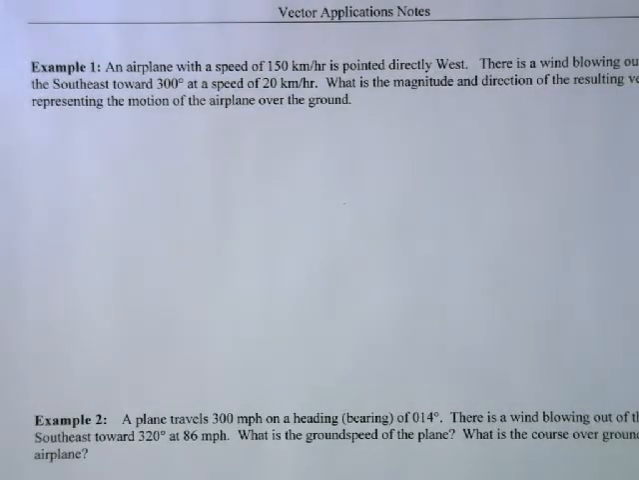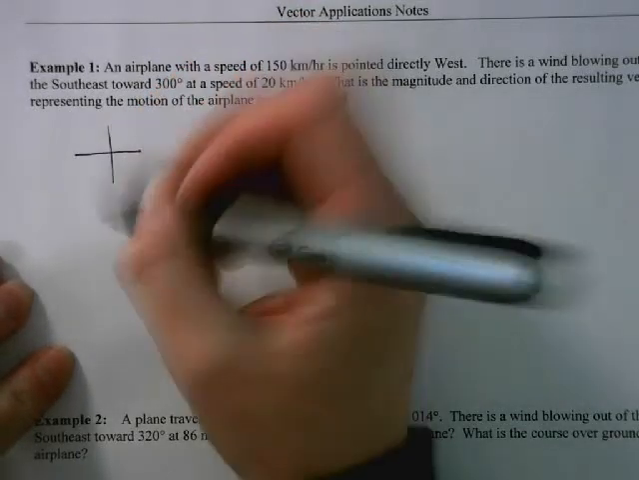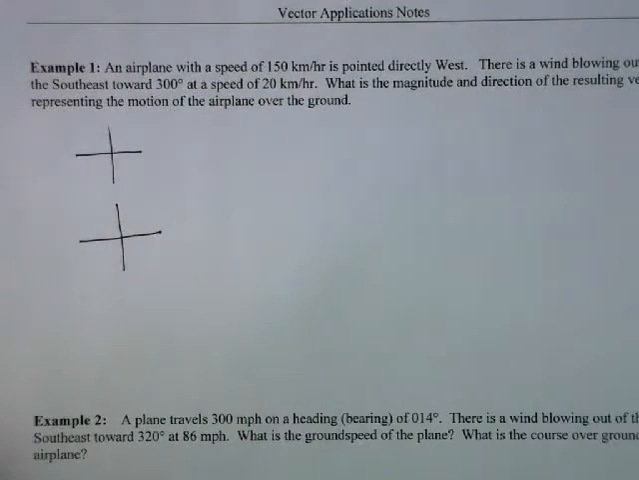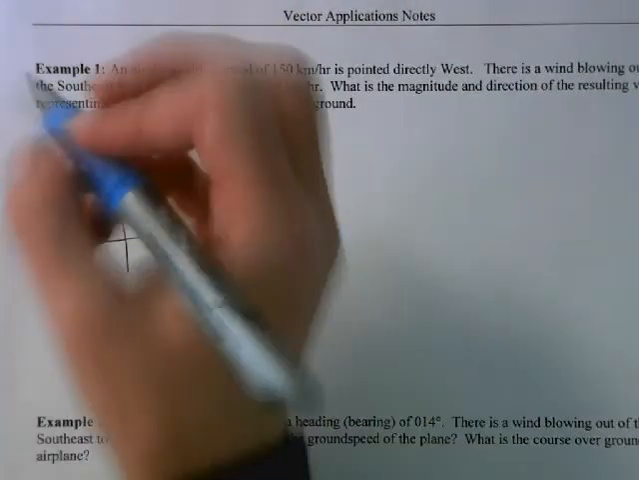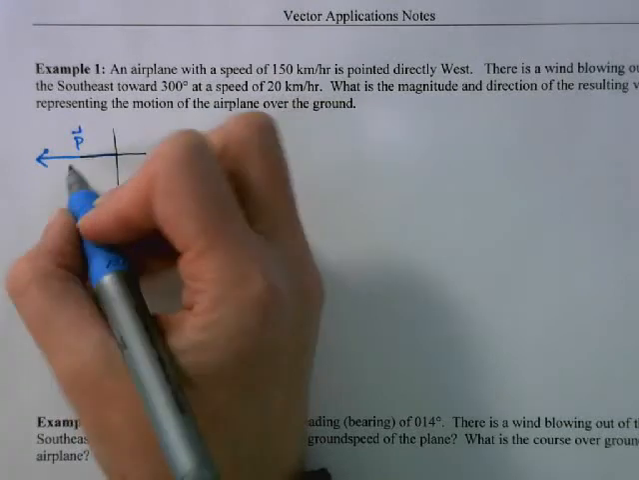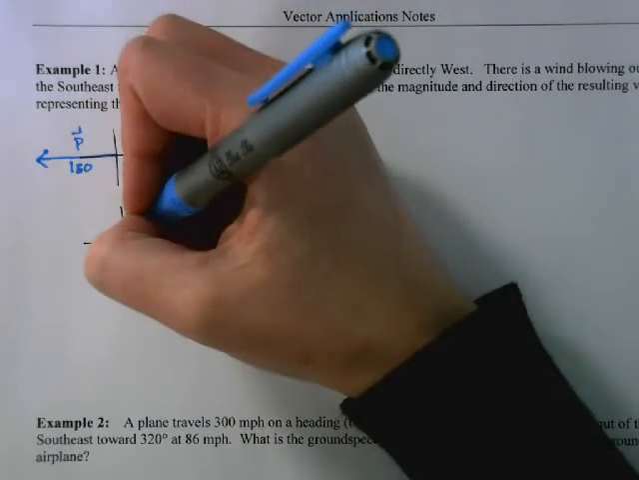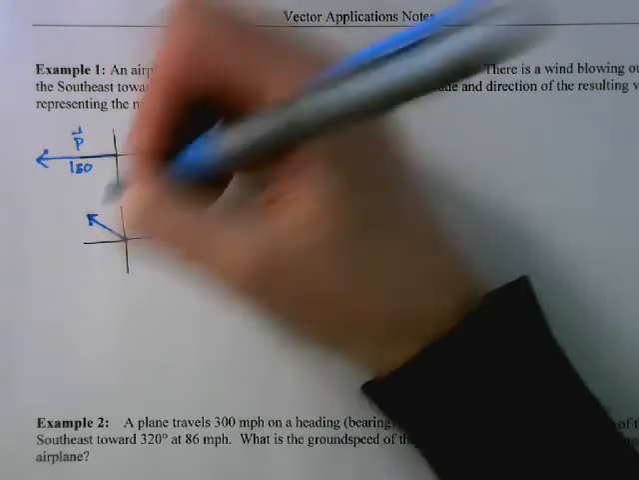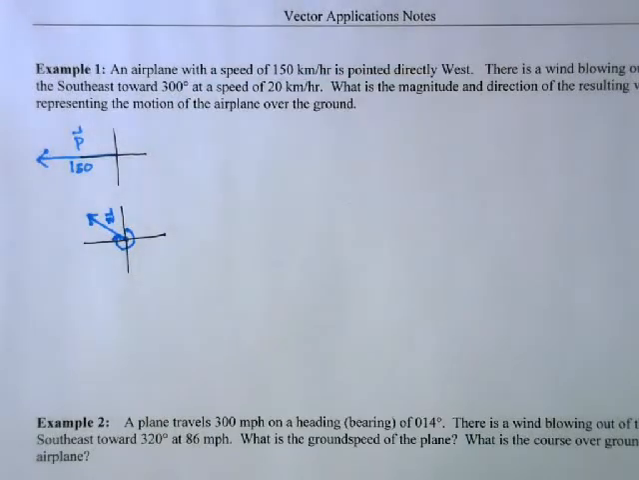Again, I'm going to show you this using the i and j notation, but if you have a different way to organize it, that's totally fine. So I'm going to draw each of my vectors. I've got my vector that's going directly west. I'm going to call this vector P. So this is 150. And then I'm going to have my wind, which is going 300. Call this W. So that's 300.